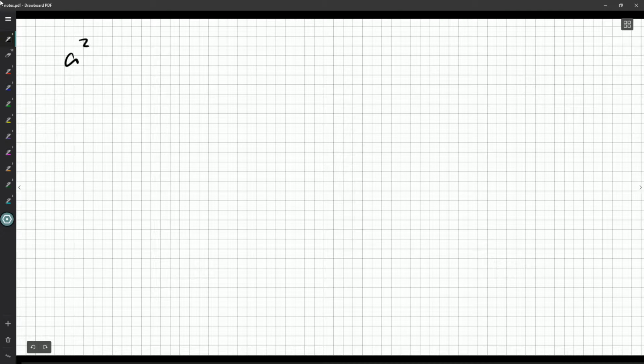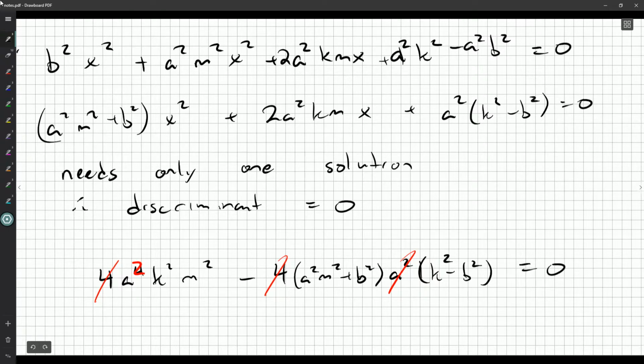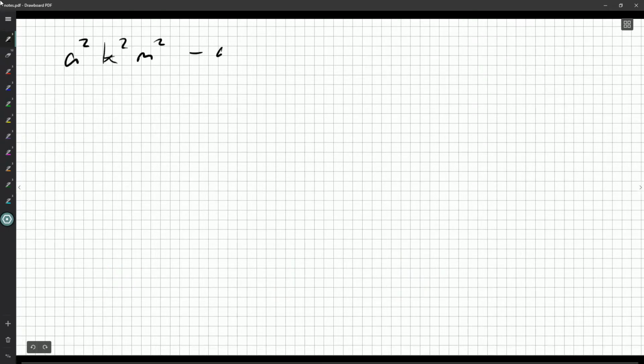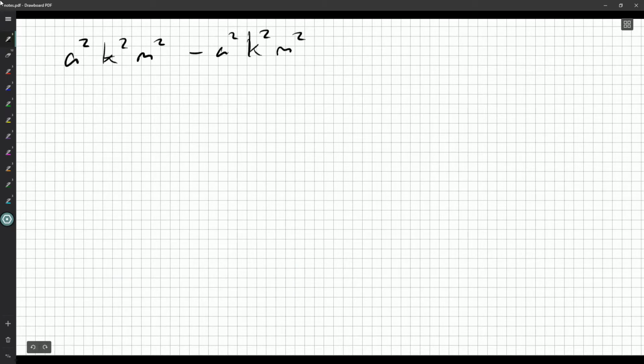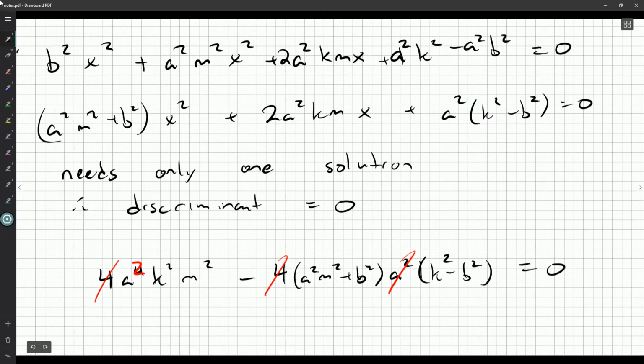So a squared k squared m squared minus a squared m squared k squared. So those will cancel out. Plus a squared b squared m squared. That'll probably be another minus k squared b squared.